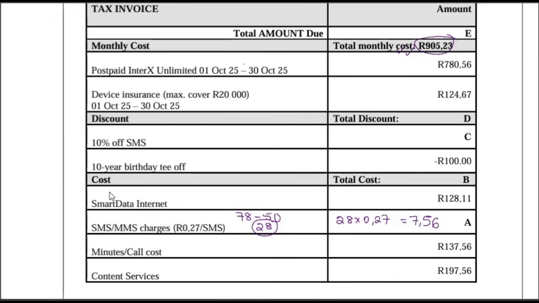We come to B. For B, we need to add everything here and we get the B. You're going to add this, add that, add that, add that. And I believe the answer you get there, you add everything, is going to be 470 rands 79 cents. That's the value of B. You get a mark for that.